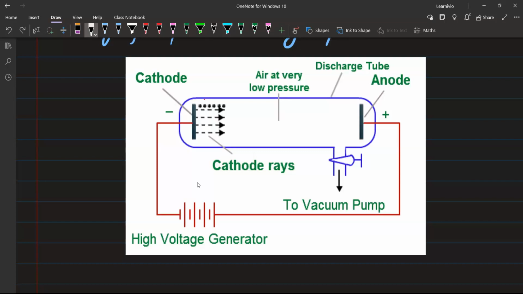यहाँ पे it is going to be positive charge. So why it is positive charge? Because it is connected to the positive end of the battery. This is negative charge because it is connected to the negative end of the battery. And here we are going to have a vacuum pump.